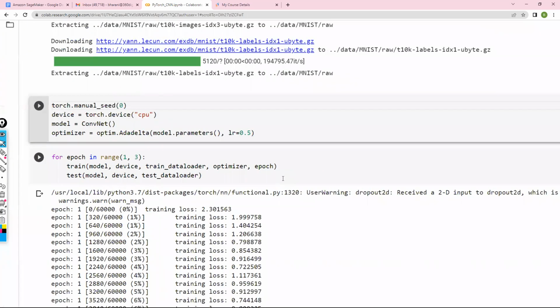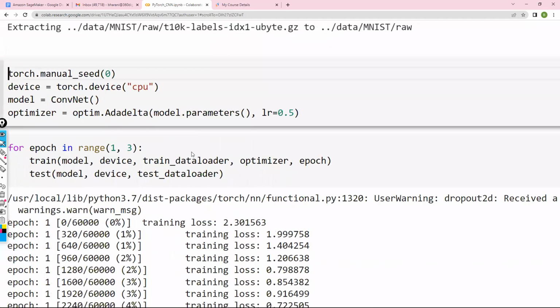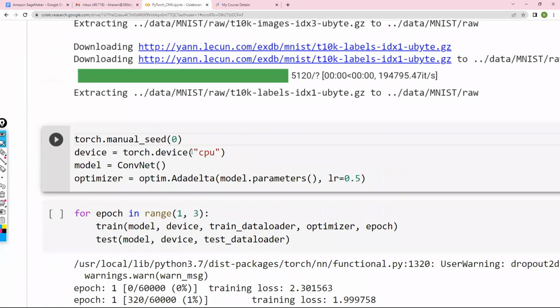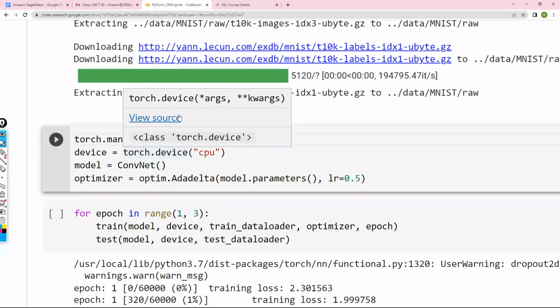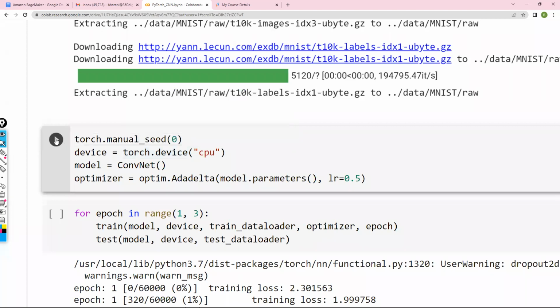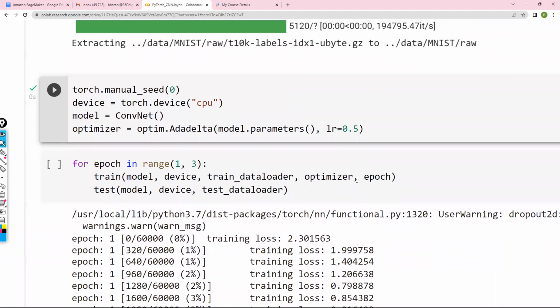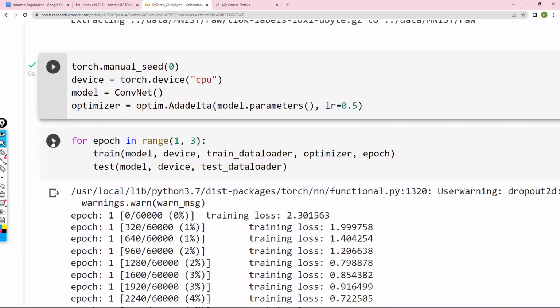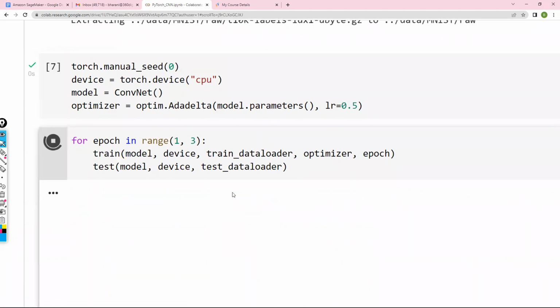Once it is done, you're specifying what device you want to use. We are specifying that we want to use CPU. You can also use GPU. We want to use a convolutional neural network, and the optimizer that we want to use is Adadelta. We want to use the default parameters and a learning rate of 0.5. These are all experimental, so you can choose whatever you want. And we are saying that we want to run the model for K epochs, that is 3 here. So let me run it.